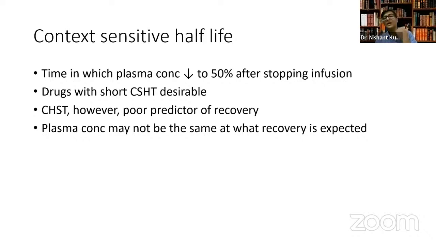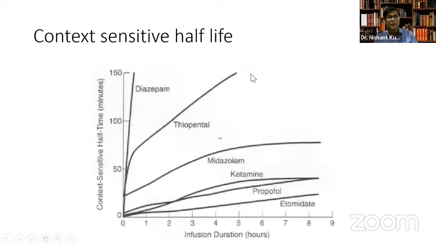That is why? Because here we are not assuming that the plasma concentration is the same as the effect site concentration, that is in the brain. Again, the concept of plasma concentration and brain effect site concentration, I'll come to a bit later. Okay, so now if you see the commonly used drugs: etomidate, propofol, ketamine, midazolam, thiopentone, and diazepam. These were the most common anesthetic agents used.